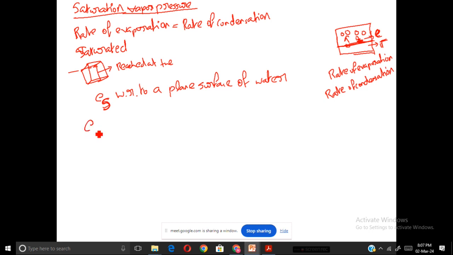This saturation vapor pressure is actually a function of temperature. An air parcel will have a particular value of saturation vapor pressure at a particular temperature, and this is directly proportional. The higher the temperature, suppose we are increasing the temperature of a parcel. As I told earlier, if we are increasing the temperature, the volume of the parcel also increases, like it expands.